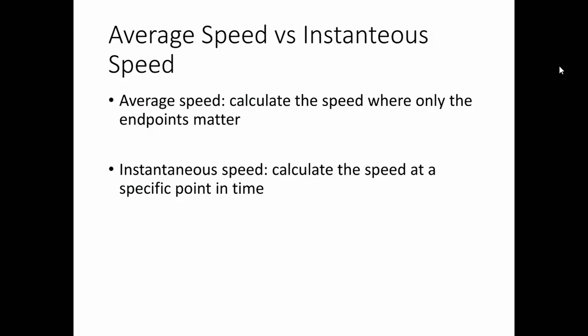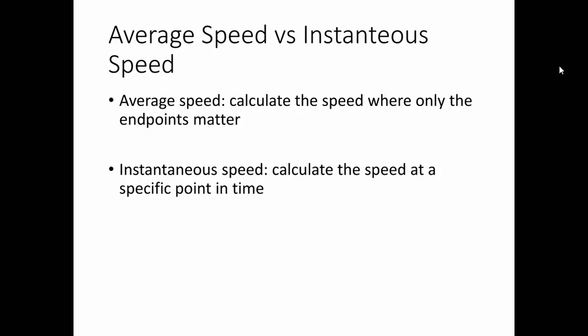The next nuance that we'll discuss is the average of some variable versus the instantaneous value of that variable. So the average speed of something, you just take the initial speed and the final speed and figure out the average of those two things. The instantaneous speed will be what speed the object is traveling at a very specific time.